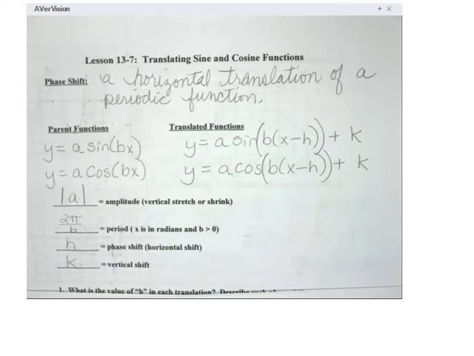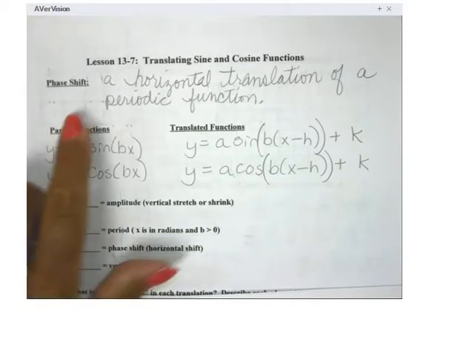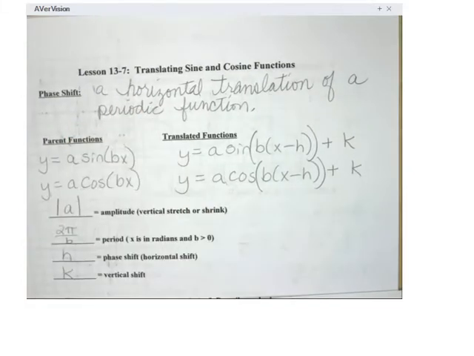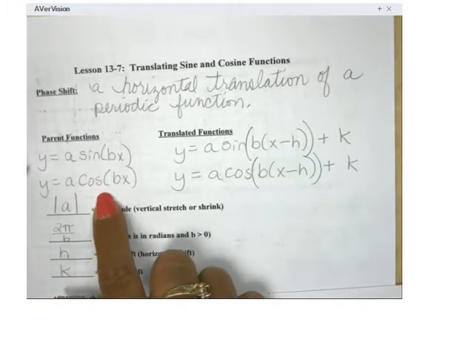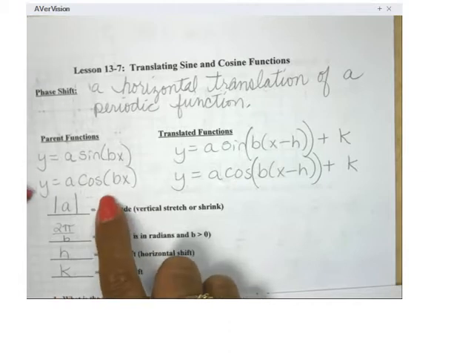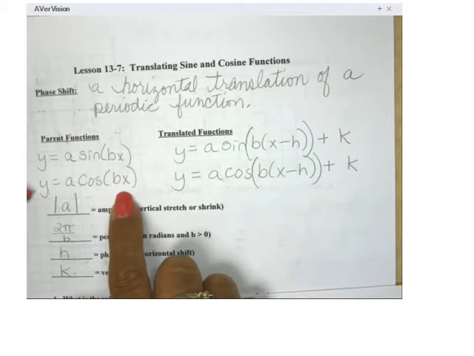Now we're ready to translate sine and cosine functions. Jot down this information and we'll go through and do some examples. So we've had these parent functions previously, where we had y equals a sine of bx and y equals a cosine of bx. And what we're going to basically be doing now is translating them.